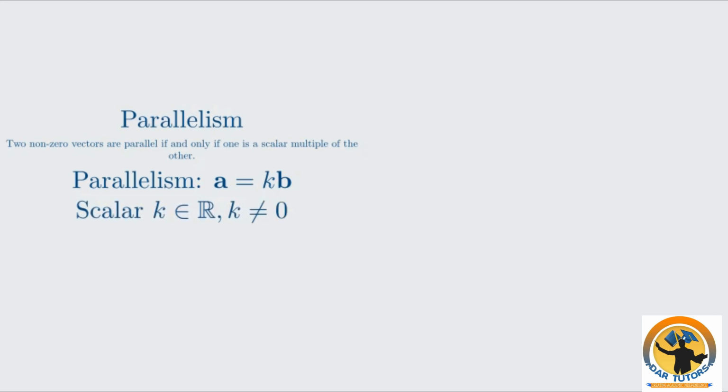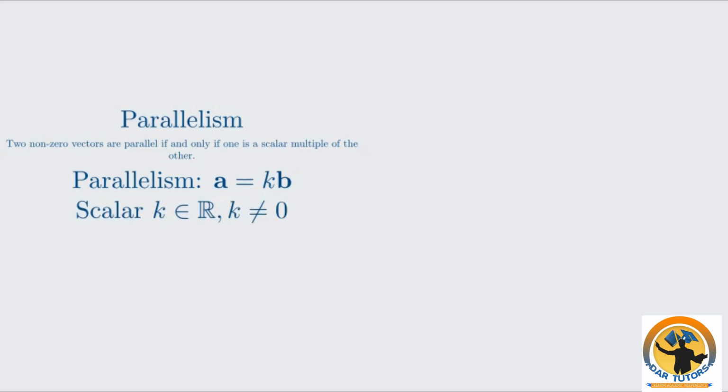Let's begin with our first objective, parallelism. Two non-zero vectors are parallel if and only if one is a scalar multiple of the other. This means that if we have two vectors, let's call them A and B, they are parallel if we can find a scalar, k, such that vector A is equal to k times vector B. The scalar, k, can be any real number, positive or negative, but it cannot be zero.